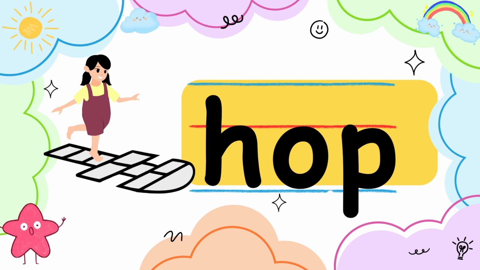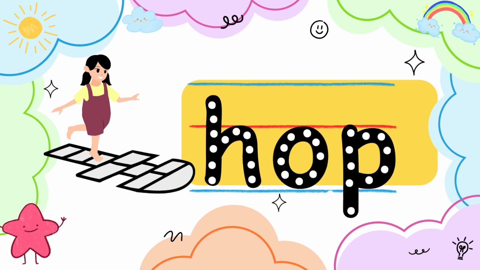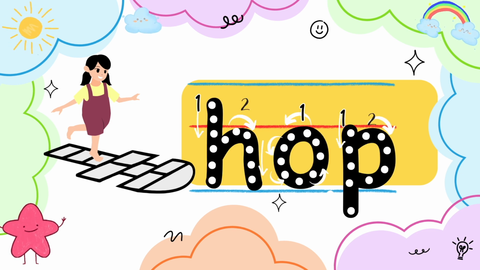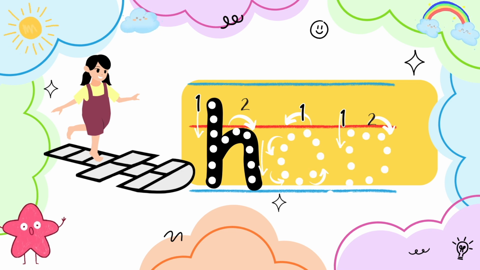Very good. Let's do the writing by tracing the word hop. And let's follow the arrows. Let's start from H, O, and P. Hop. Very good, everyone. You made it.